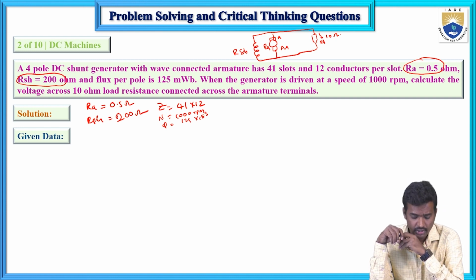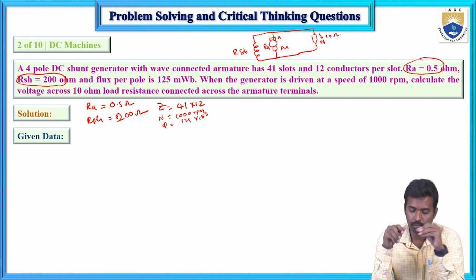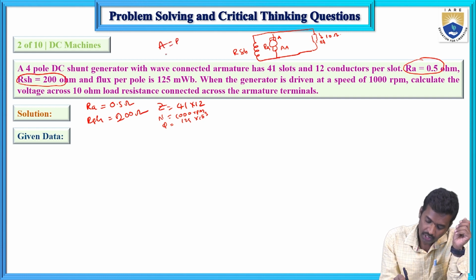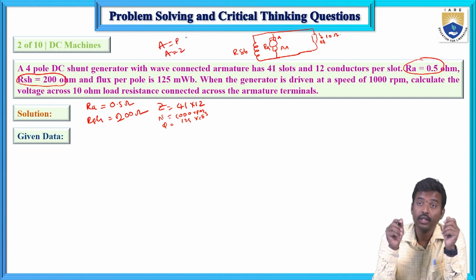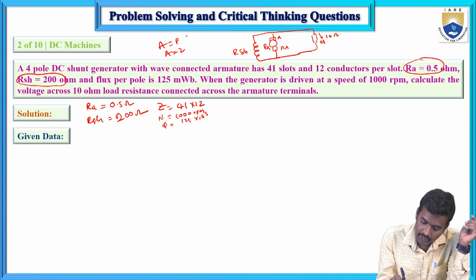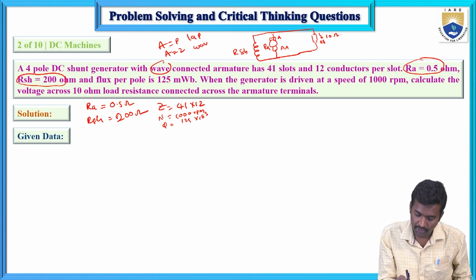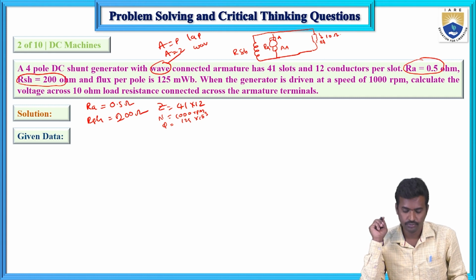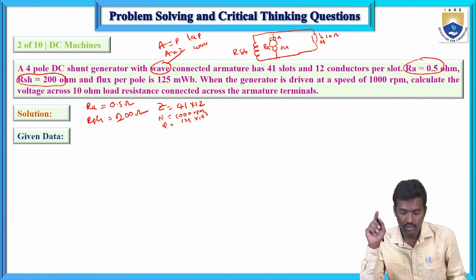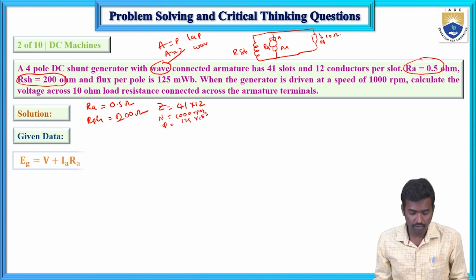Here this is a wave connected armature. What do you mean by wave connected? The number of parallel paths A equals P in case of lap winding, and in case of wave winding, A equals 2 only. Now the formula: Eg equals V plus IA RA, the induced EMF. Here, what about IA? IA indicates here this is ISH.